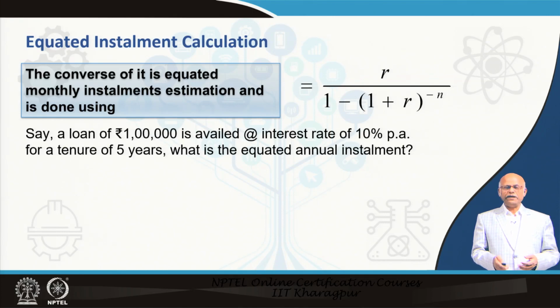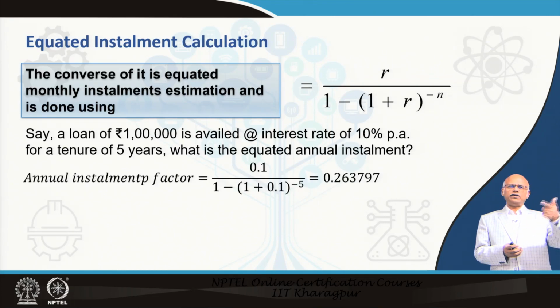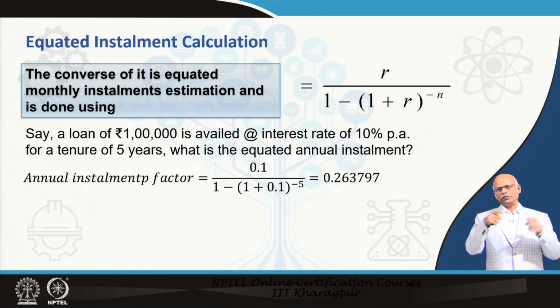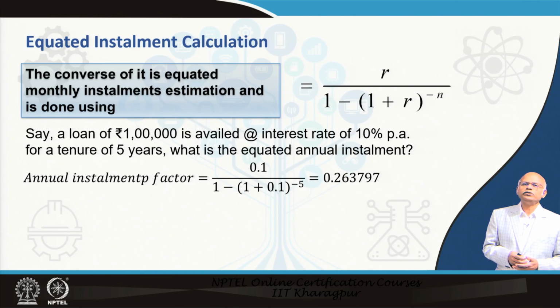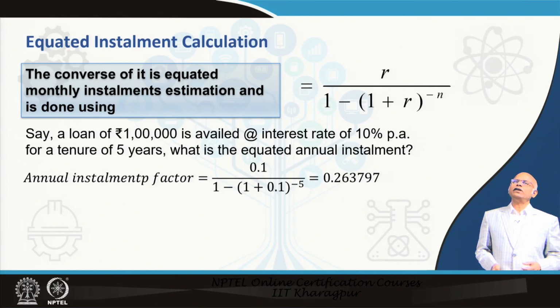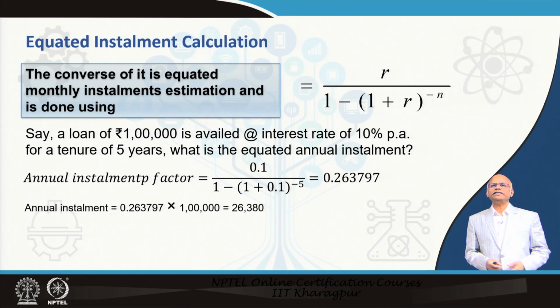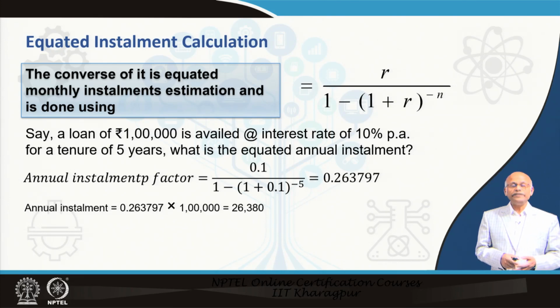If you want to estimate, let us see the data. Annual installment factor is, the R value is 0.1, N is 5. Just substitute the data, you get 0.263797, multiply that with 1 lakh, you get the annual installment, and that is 26,380 you pay every year, and the loan will be repaid with interest.